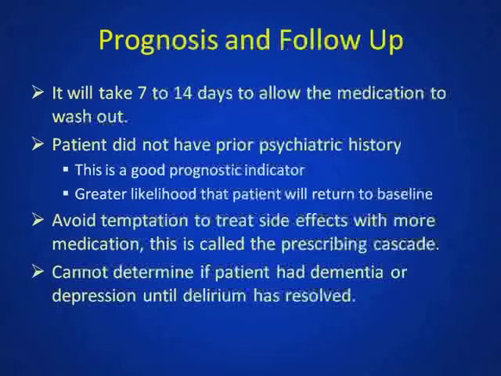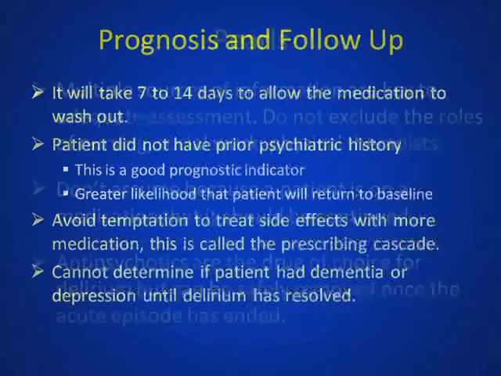When considering prognosis and follow-up for Mrs. M, it's important to note that it will take 7 to 14 days to allow the medication to wash out of her system. Mrs. M does not have a prior psychiatric history, and this is a good prognostic indicator for her. There's a greater likelihood, because she has no prior history, that she will in fact return to baseline. We should avoid temptation to treat the side effects of medication with more medication. This is called a prescribing cascade. We cannot determine if she has dementia or depression until her delirium has resolved.